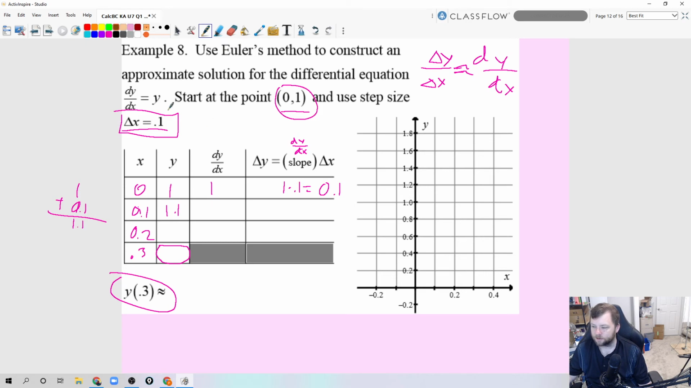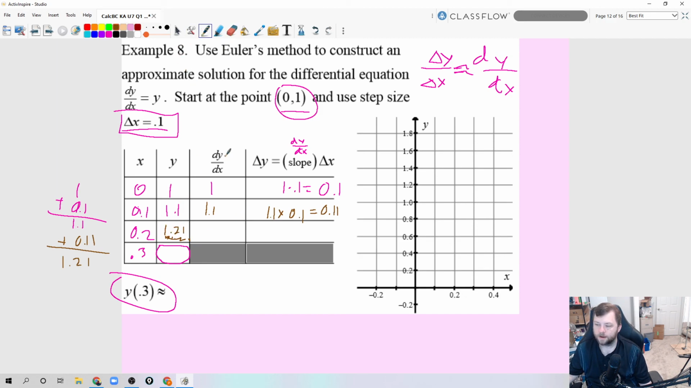Now, let's do the next one. This dy/dx is going to be 1.1 because it just equals this y. So this is going to be 1.1 times 0.1 still. So that's going to be 0.11. Now I'm going to add 0.11 to this guy, so it's going to be 1.21.